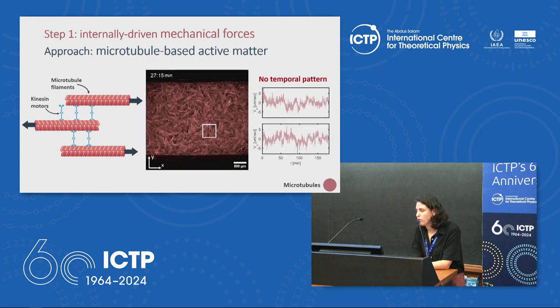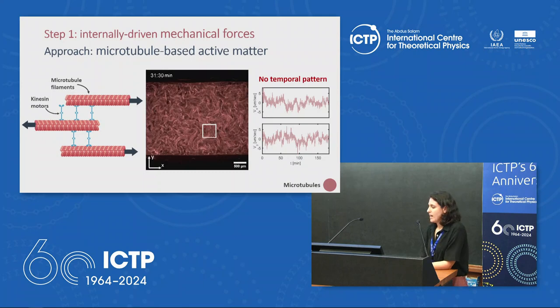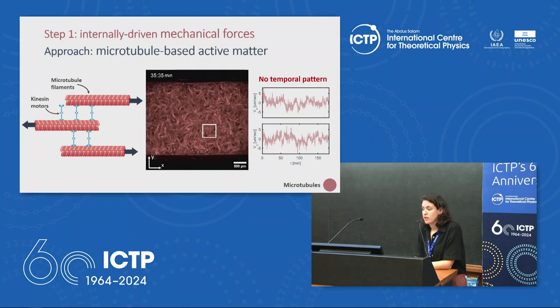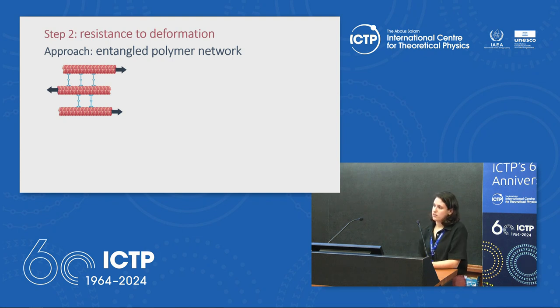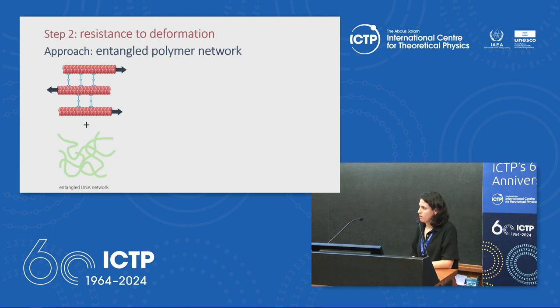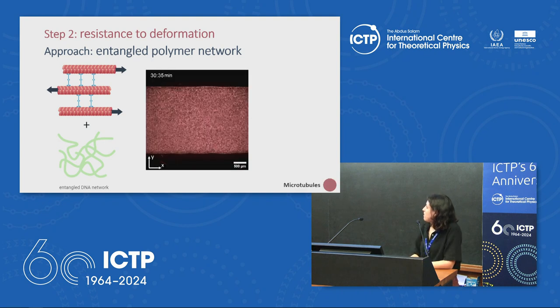And when we do that, we don't really recognize any kind of temporal pattern in the dynamics, which leads us to the next step, which was to also introduce resistance to deformation. Our approach was to add an entangled polymer network that will act as a viscoelastic medium for the active matter. Specifically, we chose to work with long fragments of linear DNA as our network. And this is what happens when we add it to the active matter.